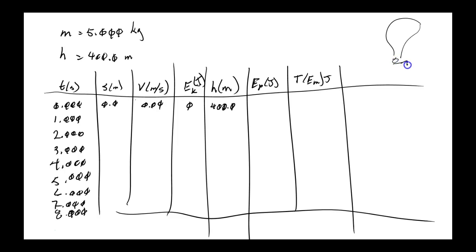Here's the basket. Here's the mass, 5.000 kilograms, wasn't it? That's not in the table anywhere. And the height that you've fallen, that's your S. And the height above ground, that's your H. And the initial H sub i is equal to 400.0 meters.